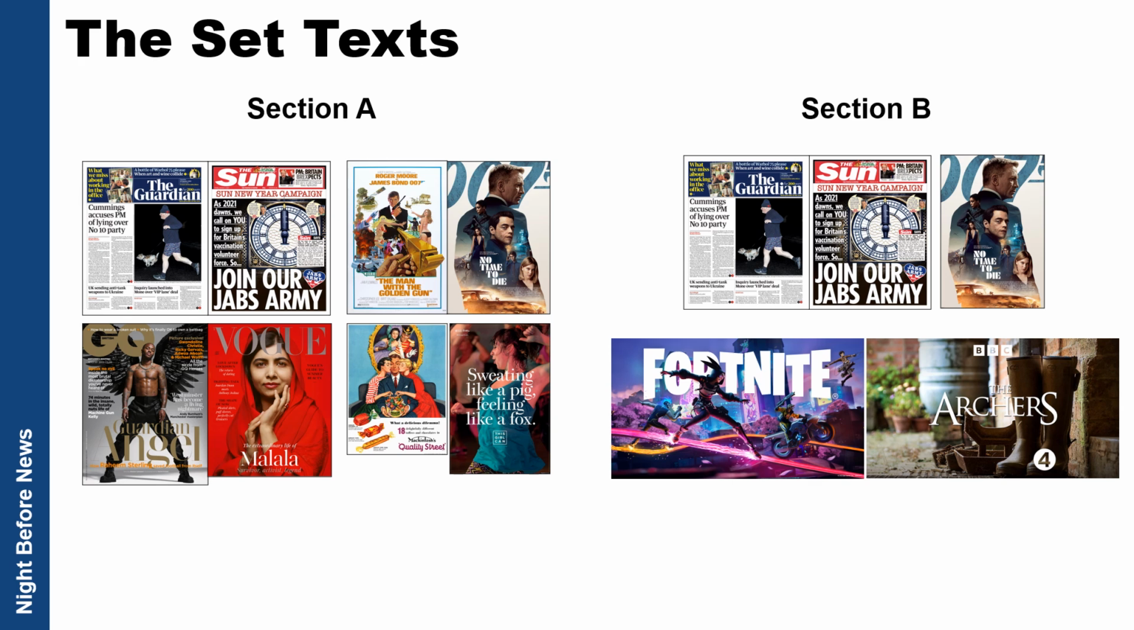For section B, there is some repeat. So for media industries and audiences, you can also get questions on the newspapers, so The Guardian and The Sun. You might also get questions that focus on No Time to Die, and in particular the industry elements, things like regulation, rating, and the marketing that comes into play. Finally, you might also get questions on Fortnite and The Archers.